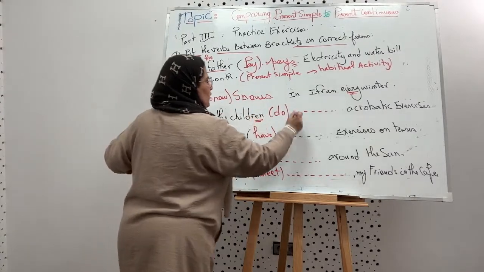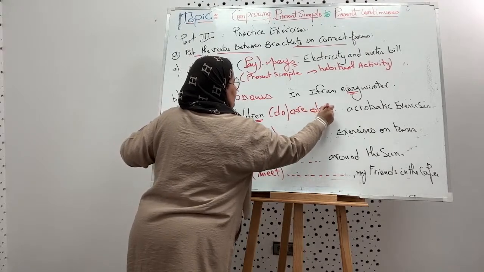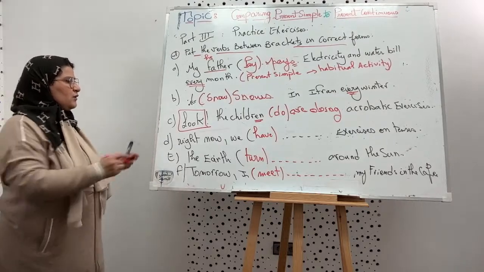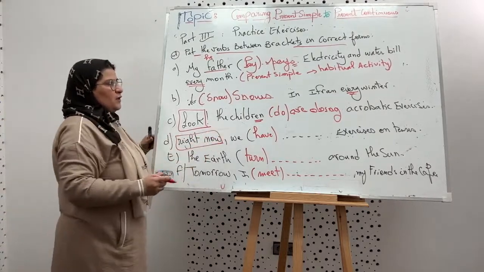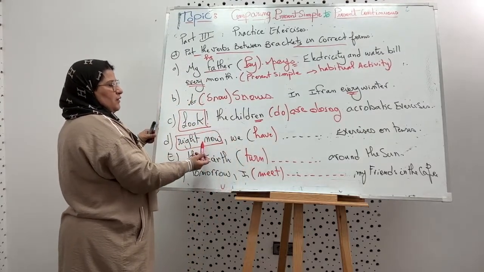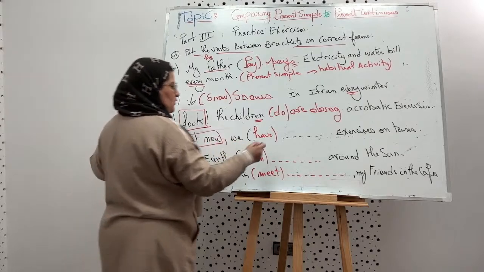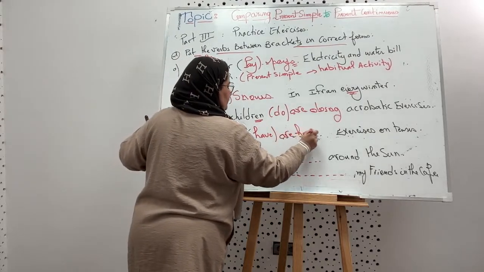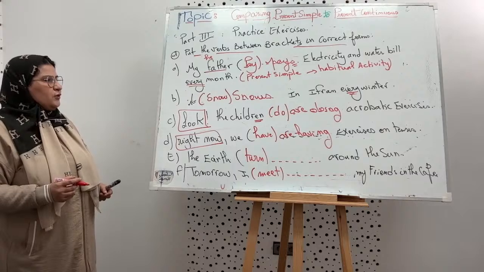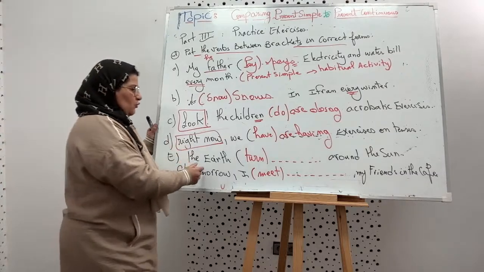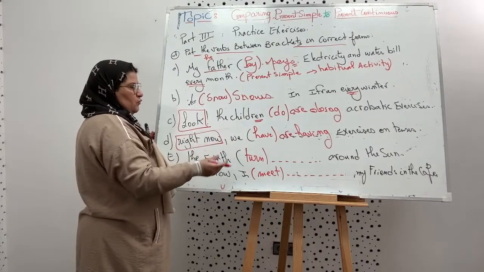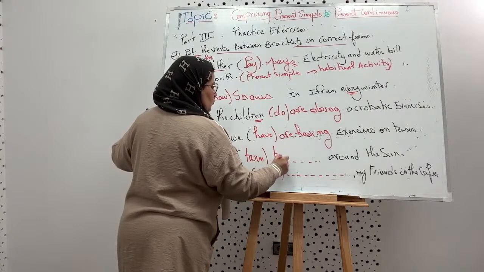The children is a plural, so they are doing acrobatic exercises. D, right now, we are having exercises on tenses. It is the present continuous because we're describing an action that's going on at the time of speaking. E, the earth turns around the sun. It's a scientific fact, a general truth, so we use the present simple tense.